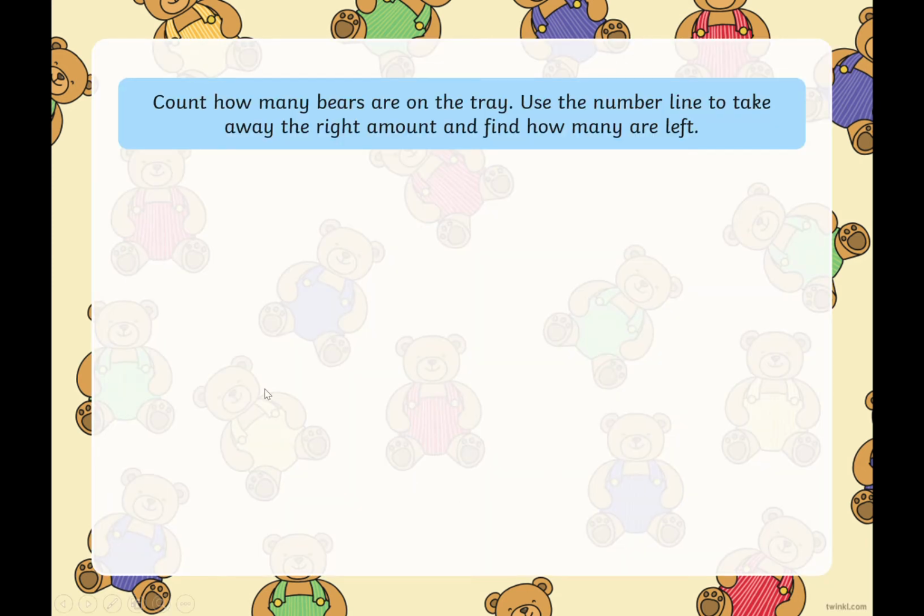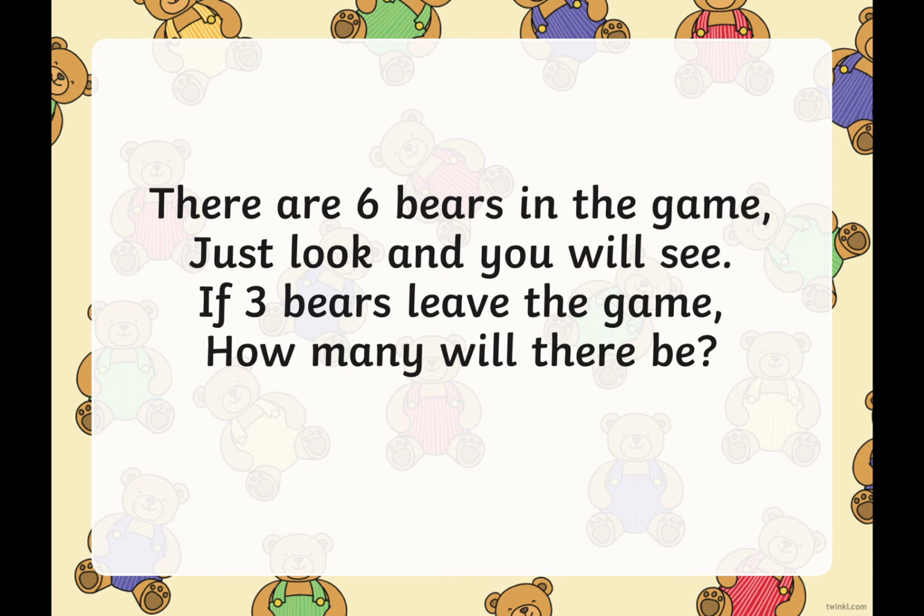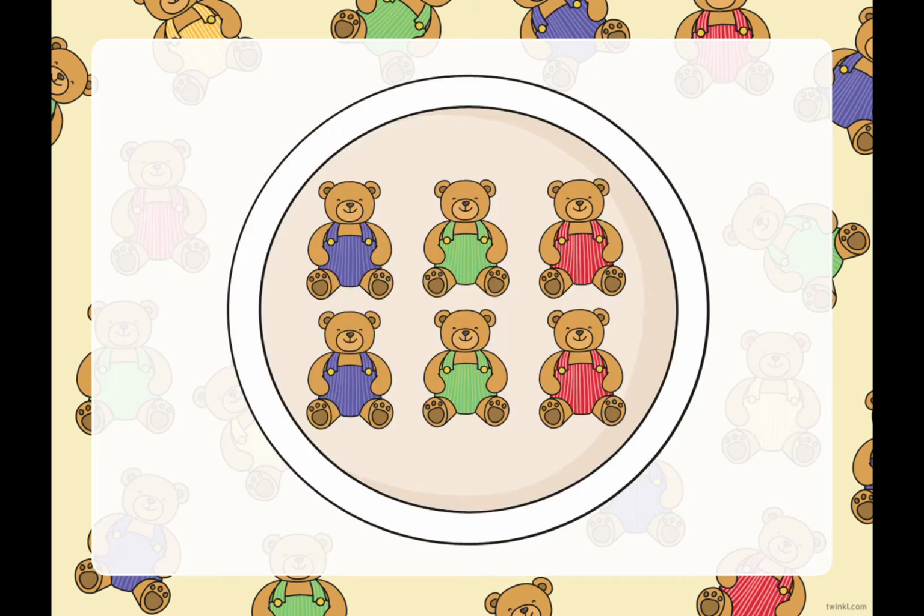Okay, so count how many bears are on the tray, and then use the number line to take away the right amount and find out how many are left. Let's play. There are 6 bears in the game. Just look and you will see. If 3 bears leave the game, how many will there be?